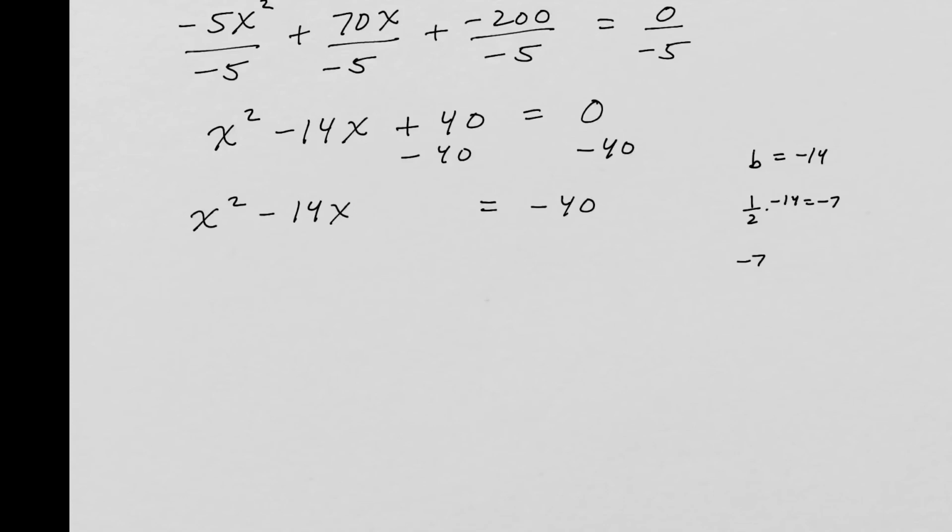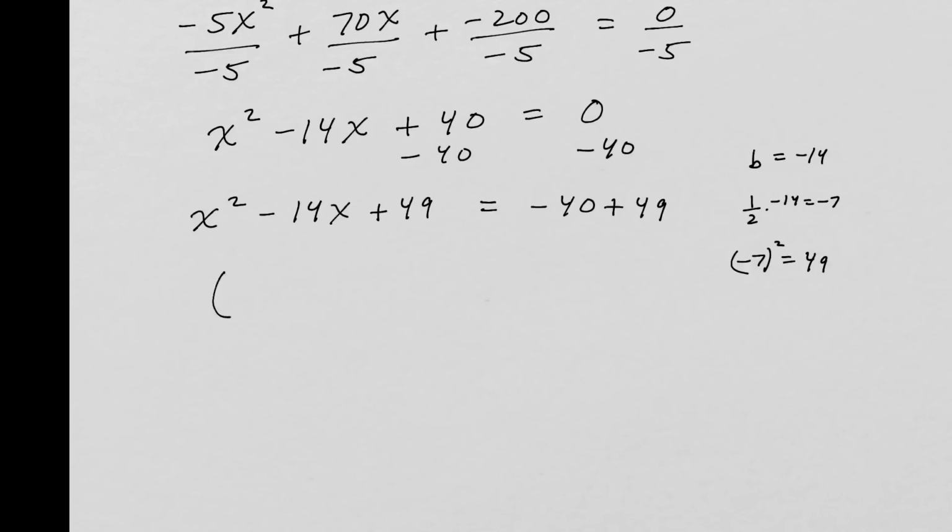This is negative 7, and I want that squared. But that's a positive 49. Right, so I'm going to add a positive 49 to both sides. Okay, so it turns out the left-hand side is now a perfect squared trinomial.